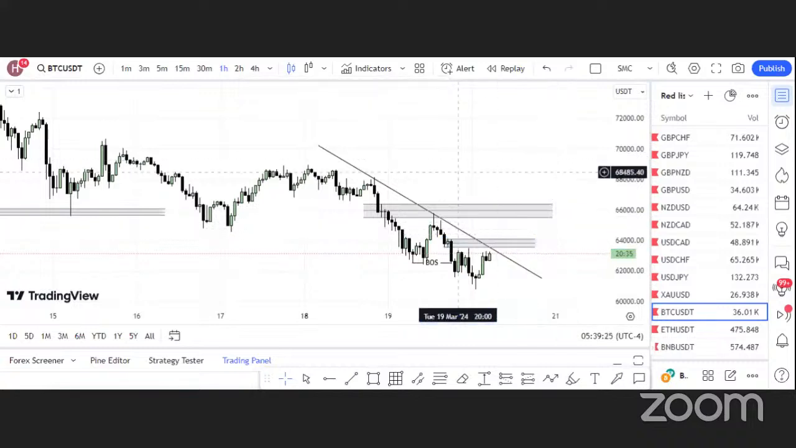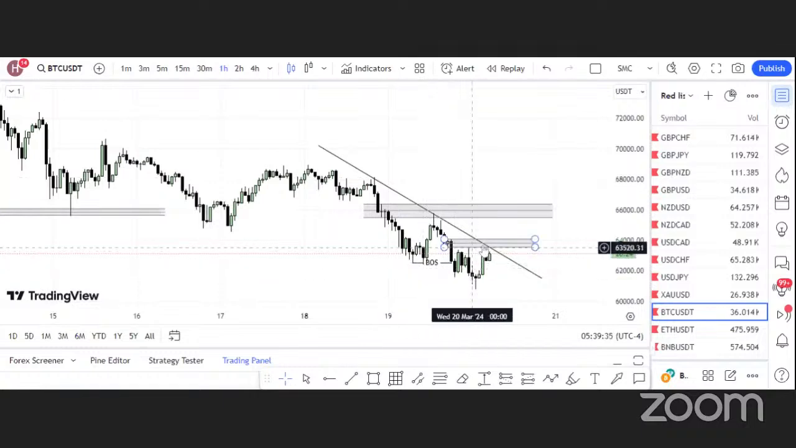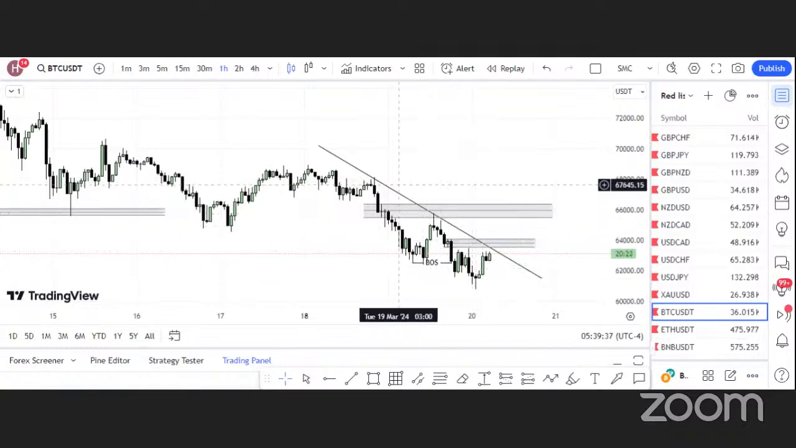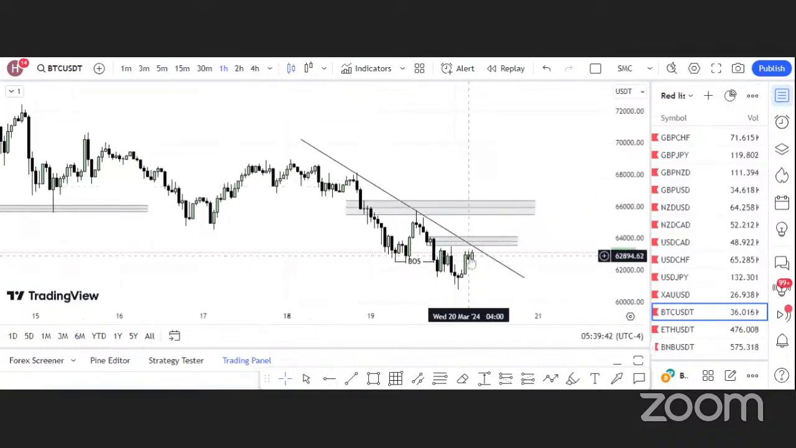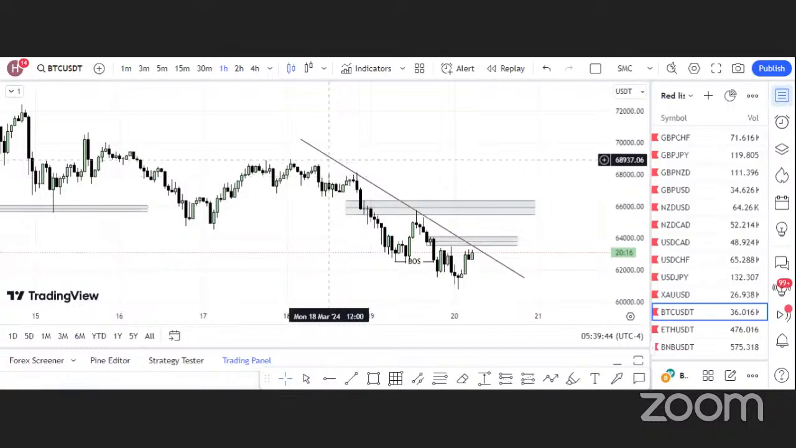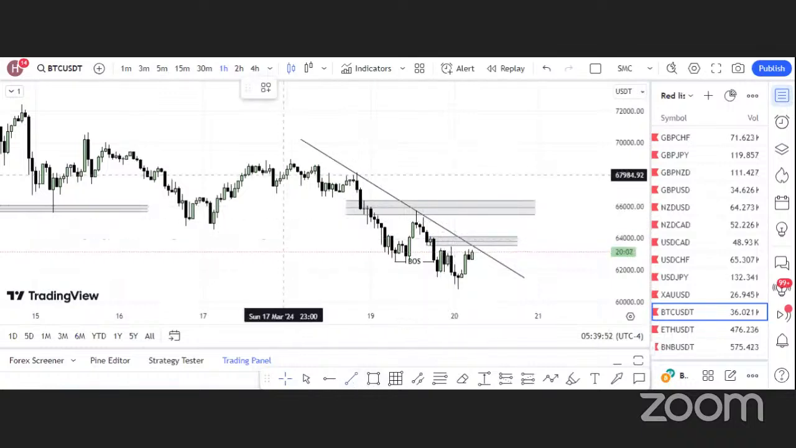So anytime the market breaks structure either to the upside or the downside, the market would want to go back to retest another block. So here we have another block, and the market is currently approaching it, and as you can see, it aligns well with our trend line.